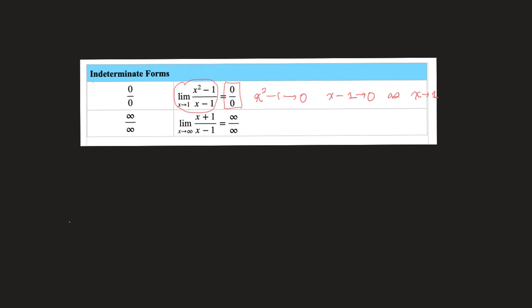The second indeterminate form is when x approaches infinity. x plus 1 goes to infinity, and x minus 1 goes to infinity, meaning they keep increasing. We call this limit infinity over infinity. So these two are indeterminate forms. When you have these forms, we're going to use L'Hopital's rule.